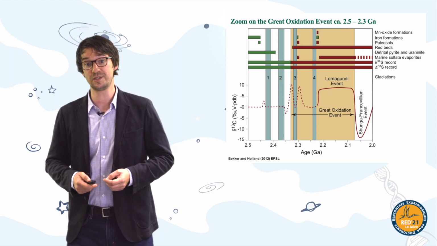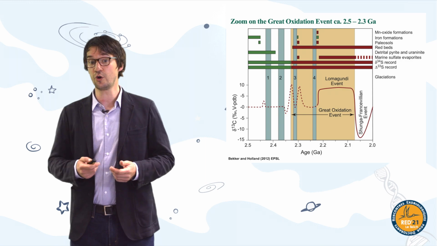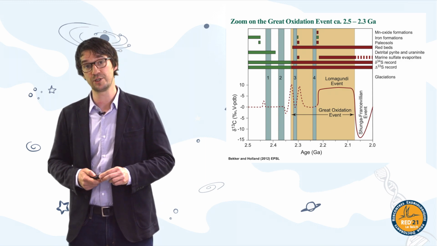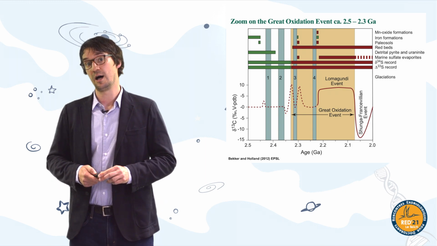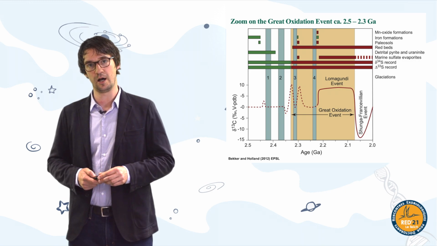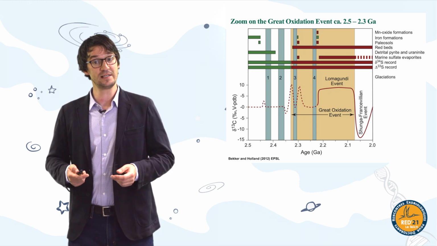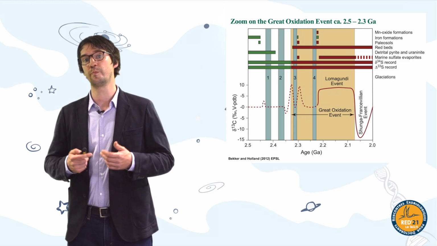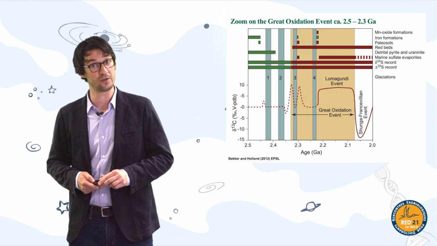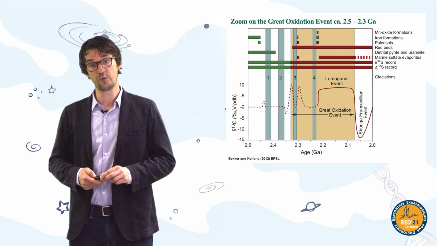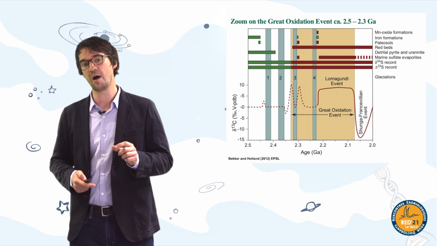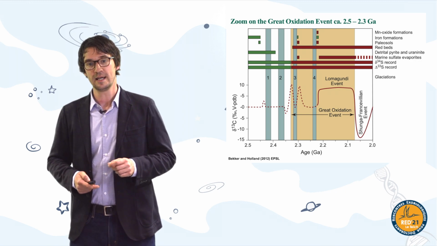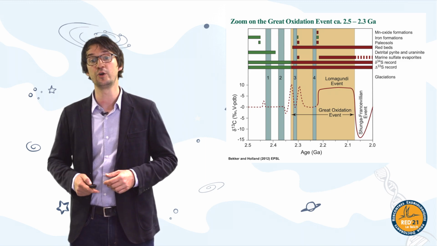And then finally, what you see on the very bottom, this curve is the carbon isotope composition of carbonate rocks. We're not going to get into detail on these in this lecture. However, it suffices to say that there were dramatic perturbations to the carbon cycle at this time. And one thing I'd really like you to keep in mind for later in the talk is what you can see labeled here as the Lomagundi event.